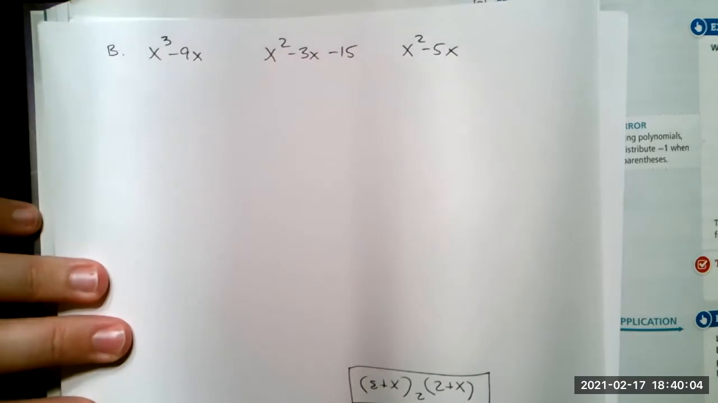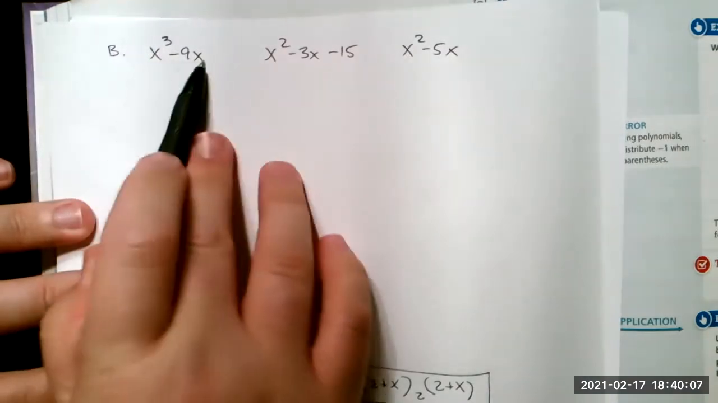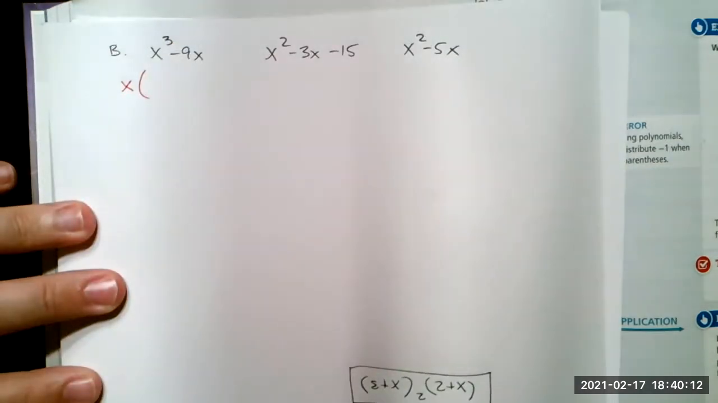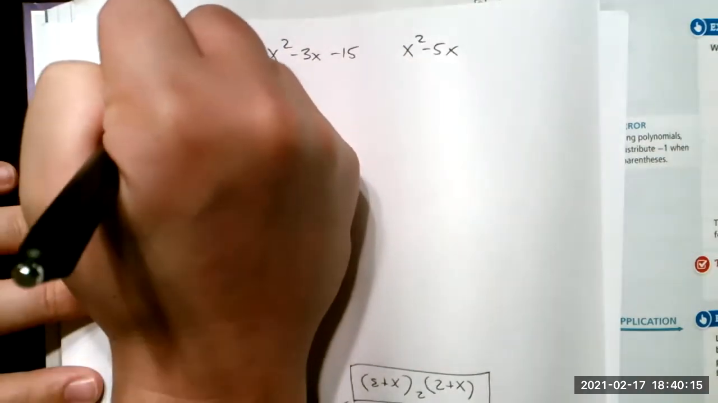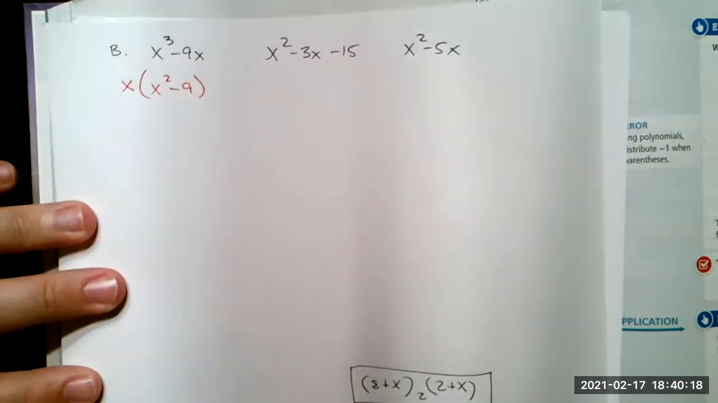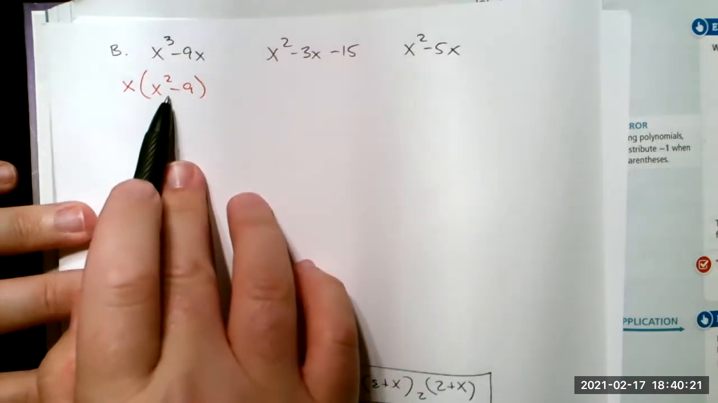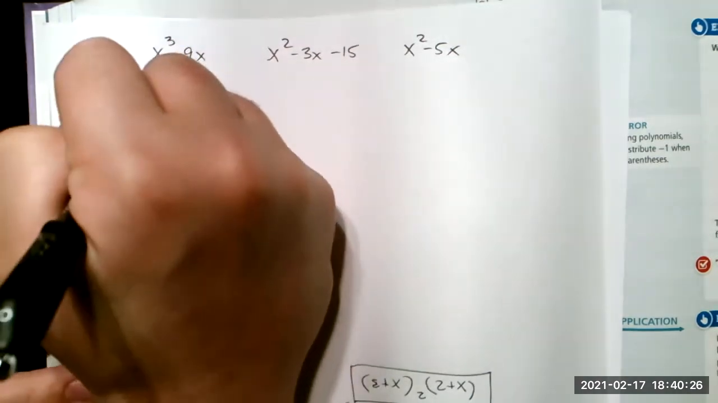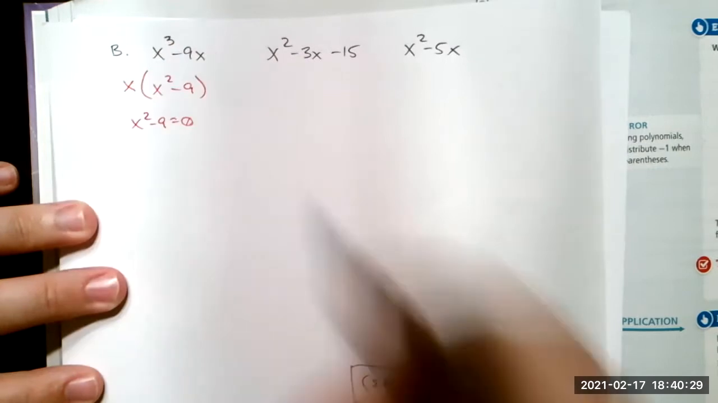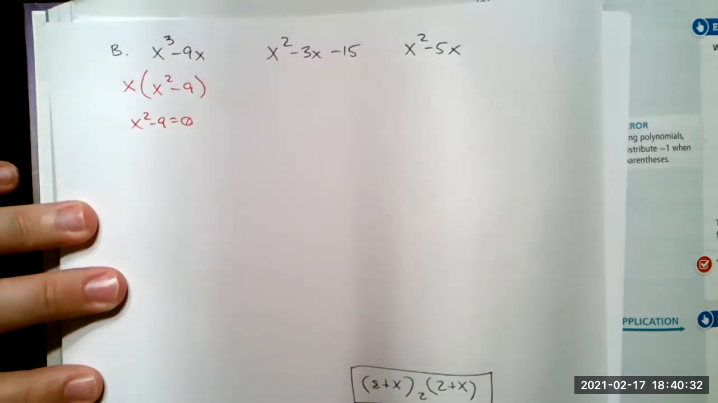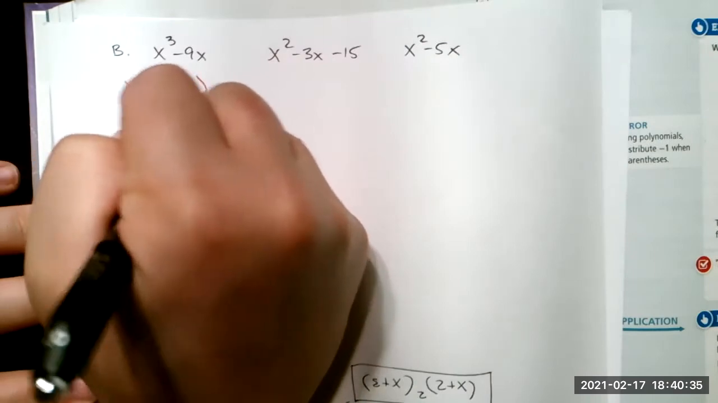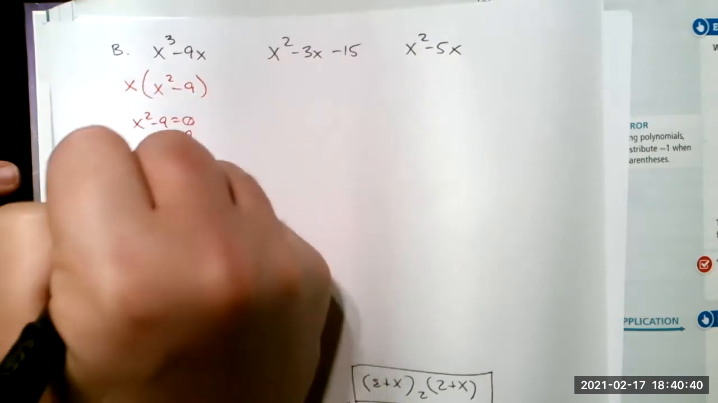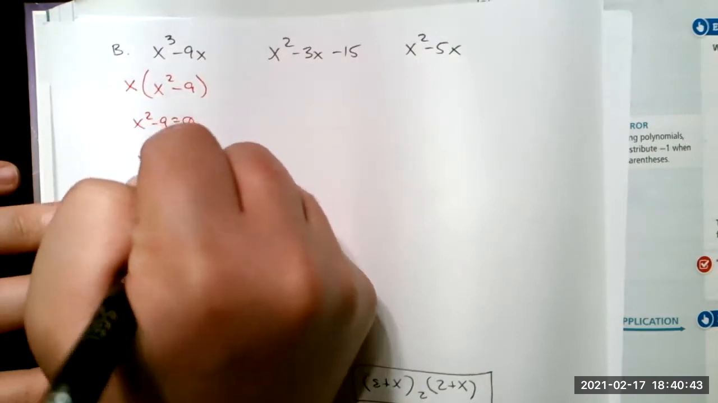So my first, let me switch color. My first problem, x cubed minus 9x, there's a GCF. You're always looking for a GCF first. So if I GCF out an x, I'll be left with x squared minus 9. And then I have x squared minus 9. So I can solve that. I'll just do it right underneath it. x squared minus 9 equals 0. This is one of different methods you can do this. I'll add 9 to both sides. Hopefully you remember this. And then I'll square root both sides. So I have x equals positive and negative 3.